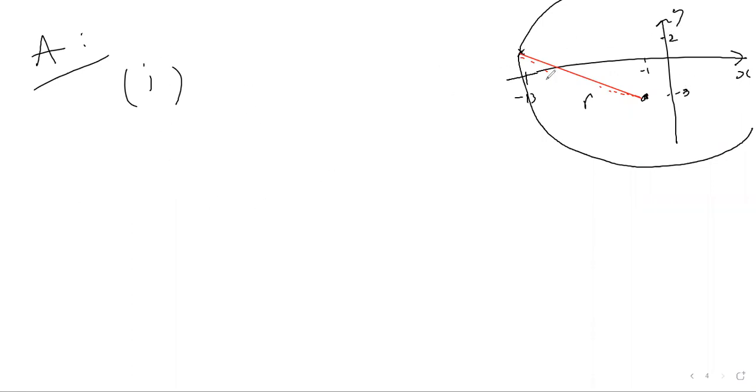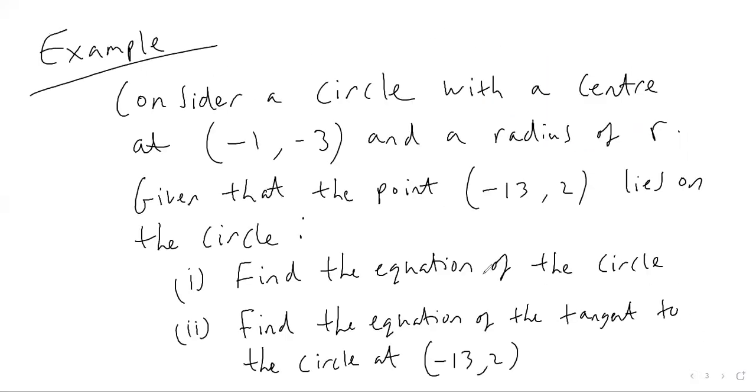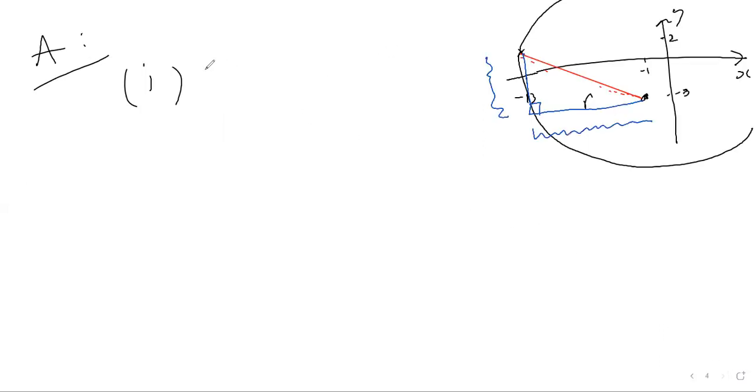Okay, so how are we going to find the radius? Well, you can probably imagine we're going to need to use Pythagoras, because we've got a hypotenuse here. We've got a right-angled triangle we can make if we do this. So we want to work out the gap in our x coordinates, the gap in our y coordinates, and then square both numbers, add them together, and square root them using Pythagoras. So for part one, to find the equation of the circle, obviously we need to find the radius.